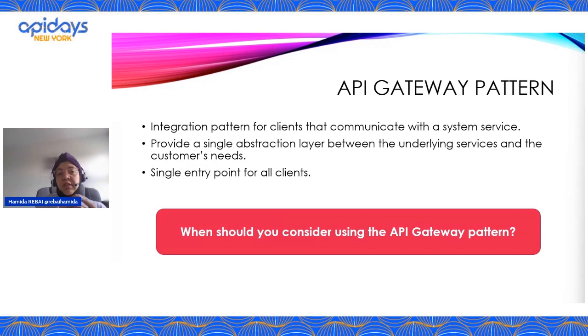So when developing an application based on complex or large microservices, established on multiple client applications, we recommend using an API gateway. The API gateway pattern is an integration pattern for clients that communicate with a system, a device designed to provide a single abstraction layer between the underlying services and the customer's needs.